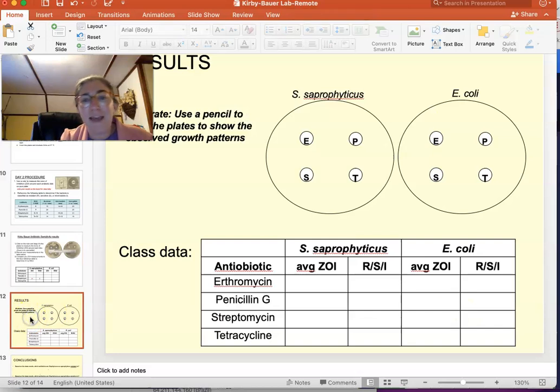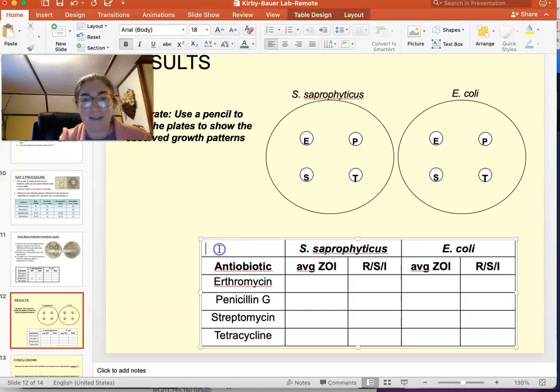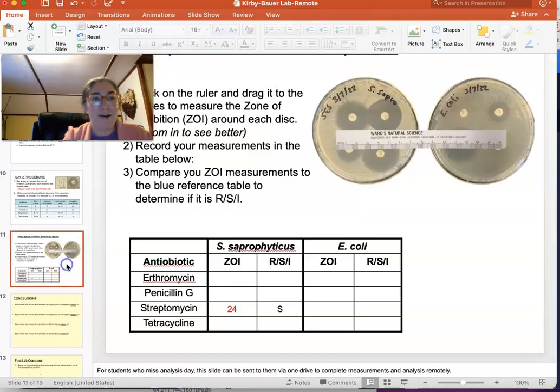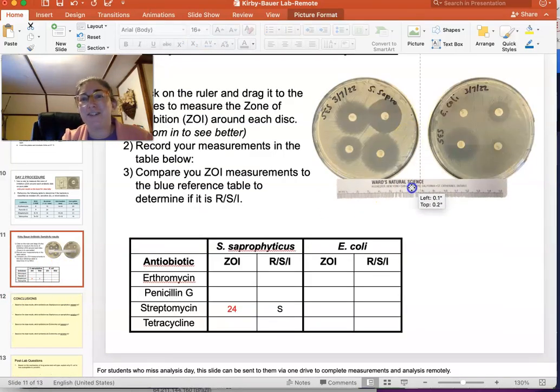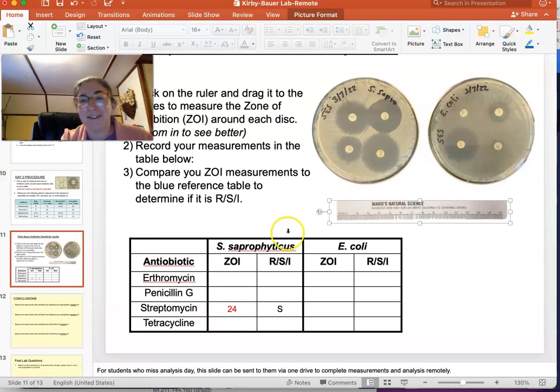All right, then I do want you to do a little bit of sketching. So basically what I'm asking you to do here, oh, just kidding. Yeah, I'll delete this slide. Okay, you don't need to do sketching since the plates are right here. It's clear what they look like. And here's your results table.